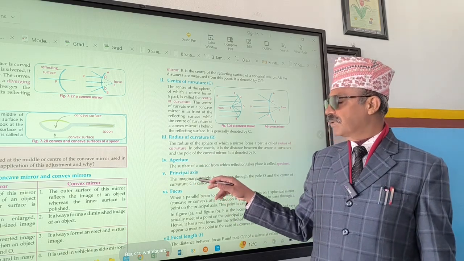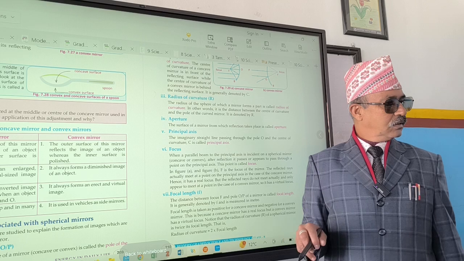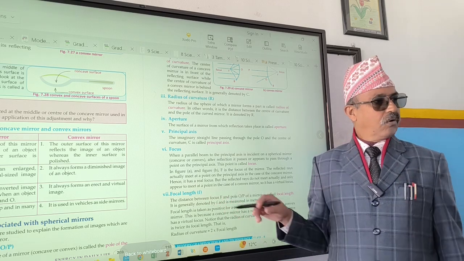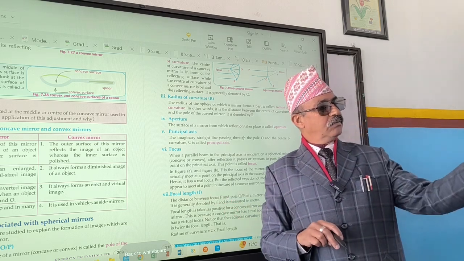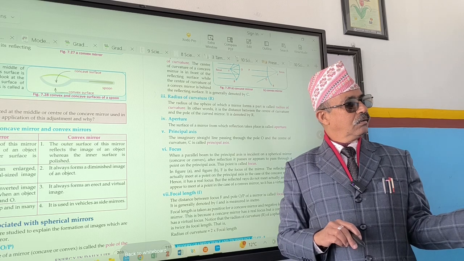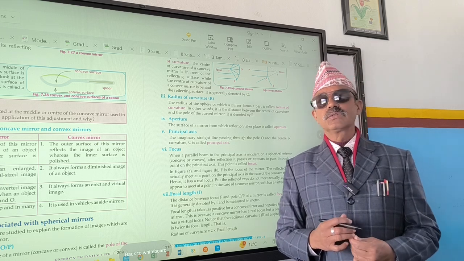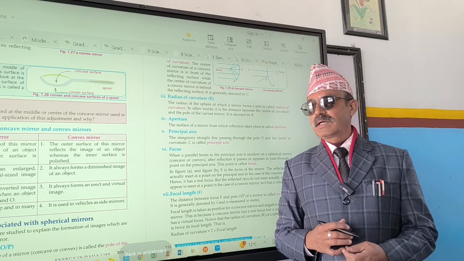Aperture. E, principal axis. F, focus. And G, focal length. Hello, Master Foyal, keep your hand down. Okay, these are the 5, how many? 5 or 4 questions? 4 questions, right?